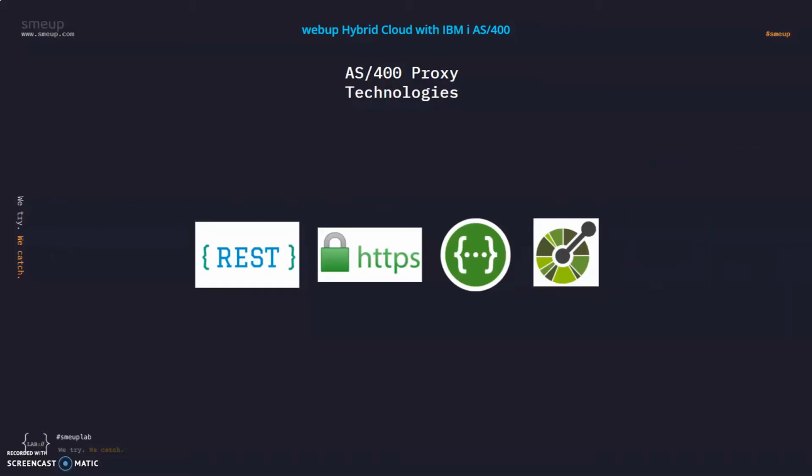Now we see some technologies we used to develop the AS400 proxy. We implemented some REST APIs to interact with the services that this application exposes. Then we use the HTTPS protocol, as we saw in the previous slide. We also implemented a Swagger interface in order to test the endpoints of this microservice. And we did this using the OpenAPI specification, which allows us to define our APIs through a standard syntax.